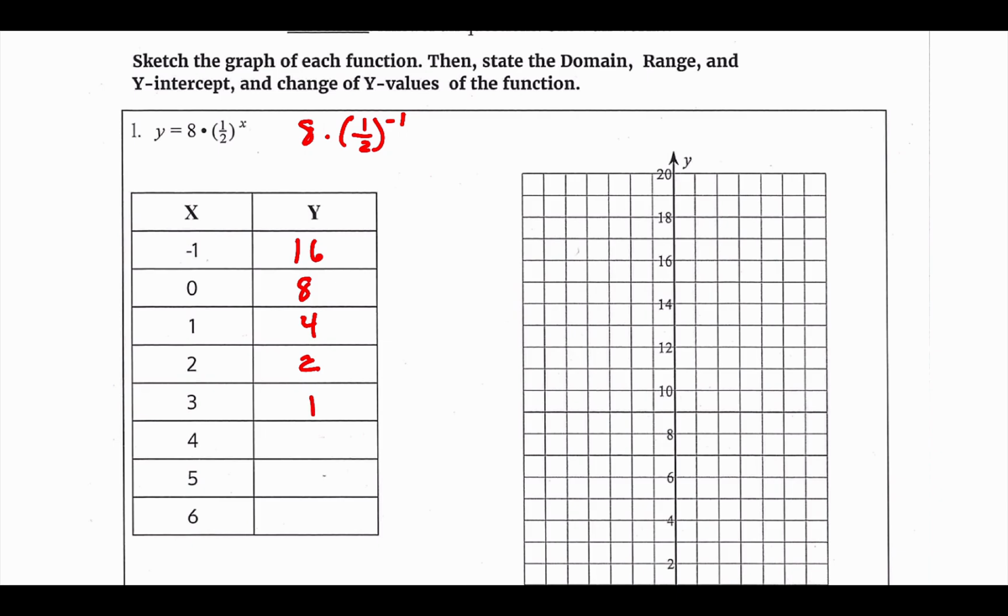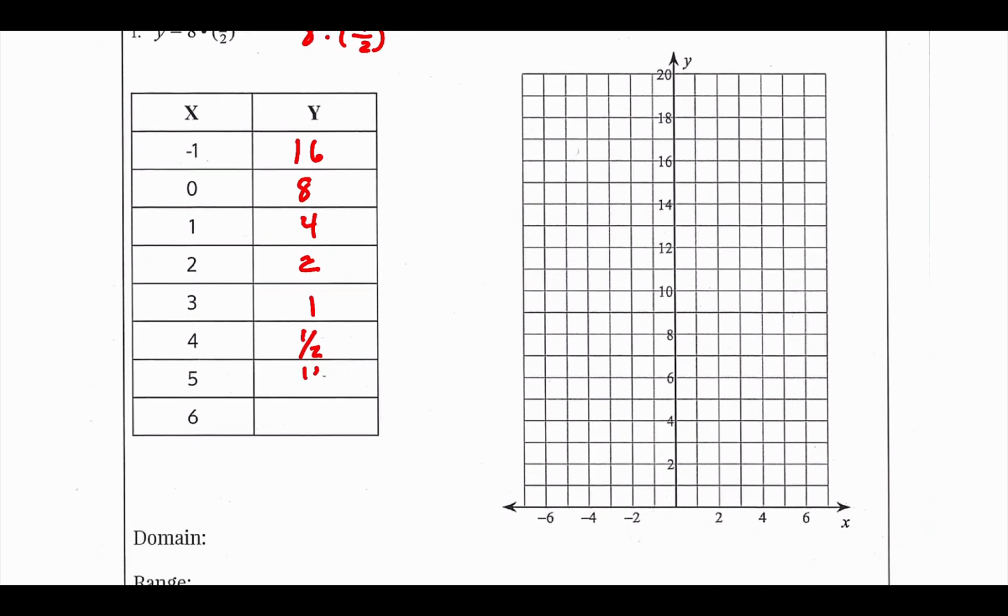Then it's got to be 1 because it's half of that. Half of that gives you a half. Half of that gives you 1/4. And half of that gives you 1/8. So you can use the pattern, you can use the multiplier to get those if you want. You don't have to keep evaluating it every single time once you see what that pattern is.